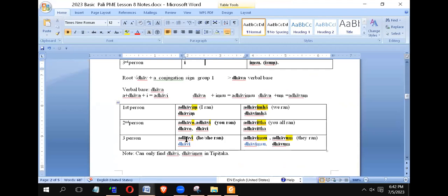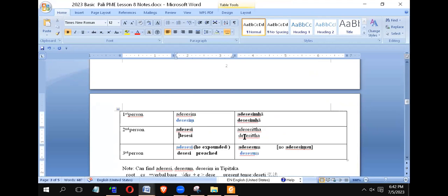So all the forms I have shown here are all the possibilities, but not all of them are shown in the Tipitaka. All right. So for example, the next example is this one. From this one, we call it desesi. It expounds, preaches. So the past tense is the same.